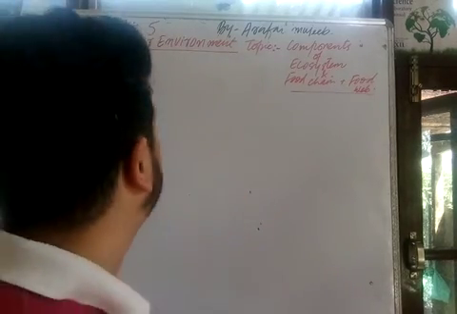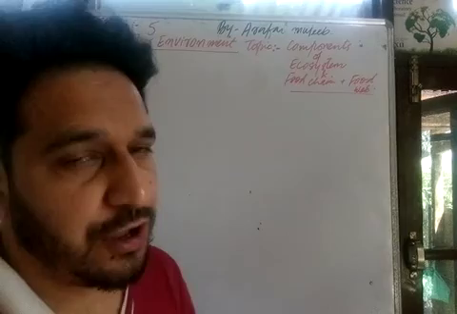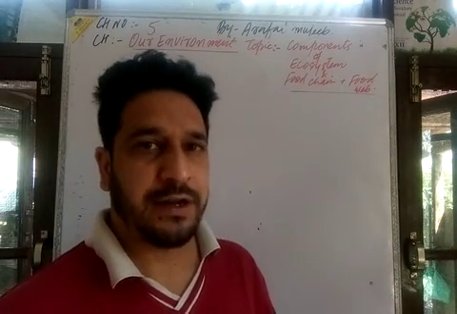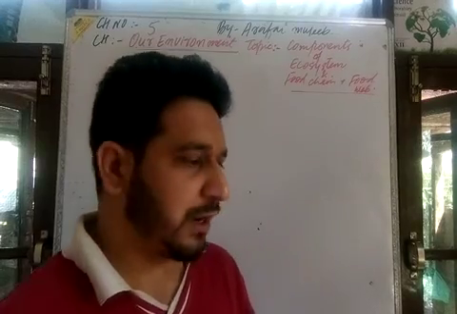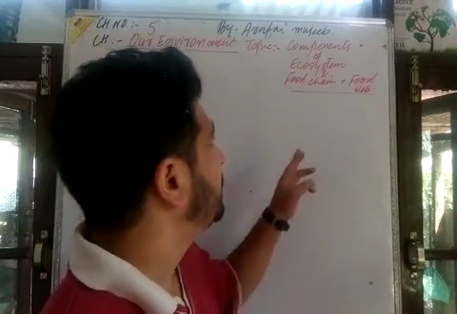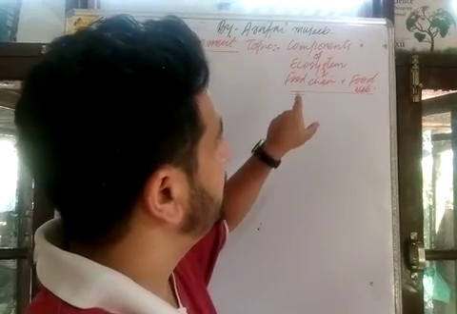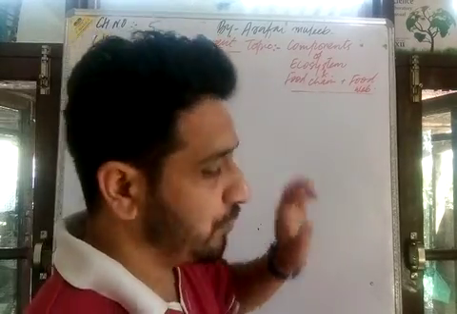Today I am with chapter number 5. The chapter is Our Environment, and it is my second lecture about this chapter. In this chapter my topics are components of ecosystem, and then the food chain and food web.